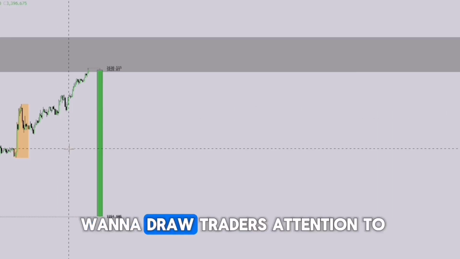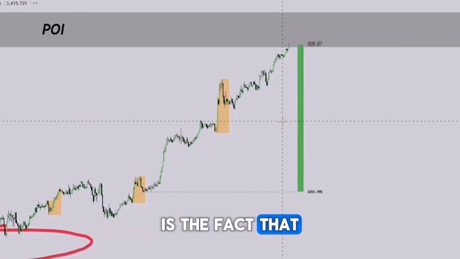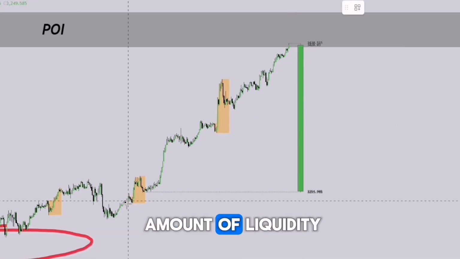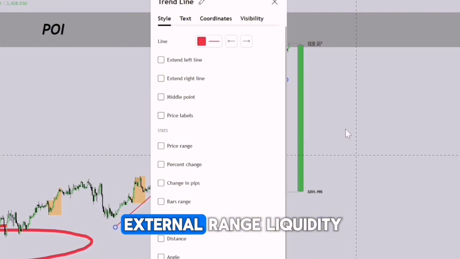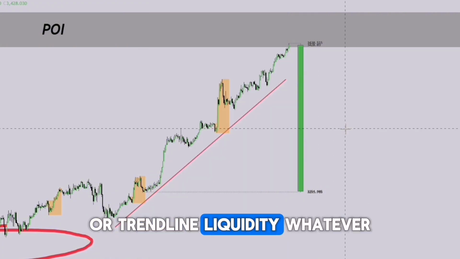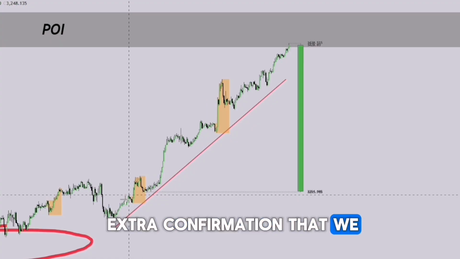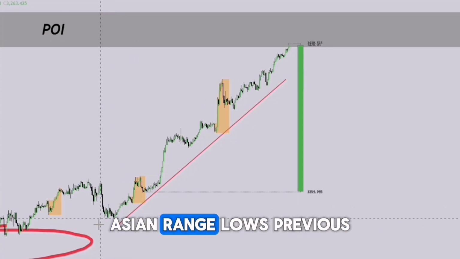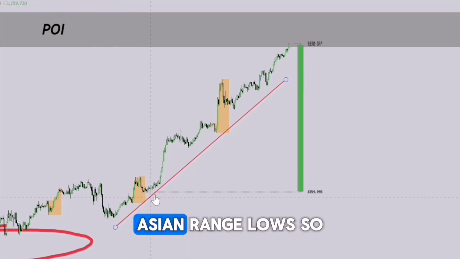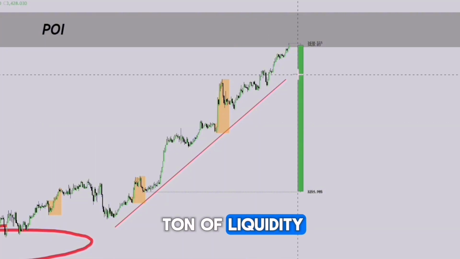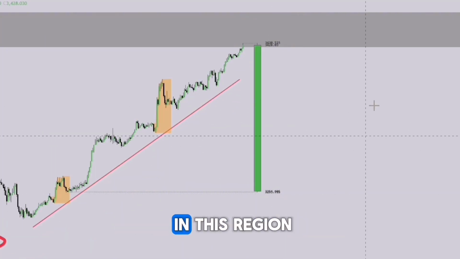The second thing I want to draw traders' attention to is the fact that we have a huge amount of liquidity over here. This is what you can call external range liquidity or trendline liquidity, or whatever you want to call it. It's just liquidity. And what gives us extra confirmation is that we have previous day lows, Asian range lows, previous day lows, Asian range lows. So we have a huge ton of liquidity that's resting over here in this region.